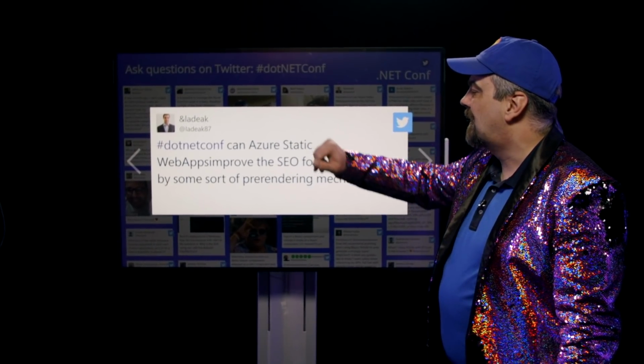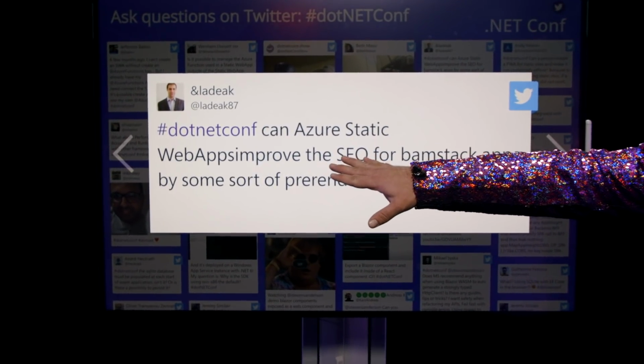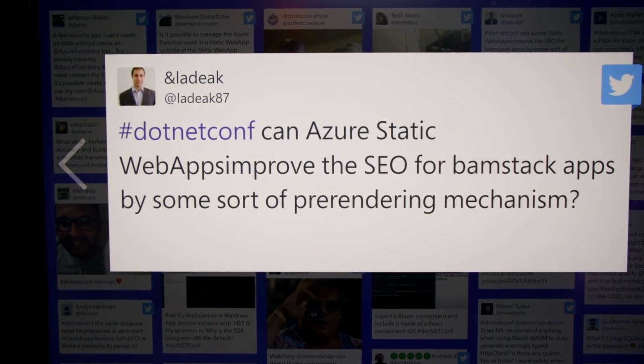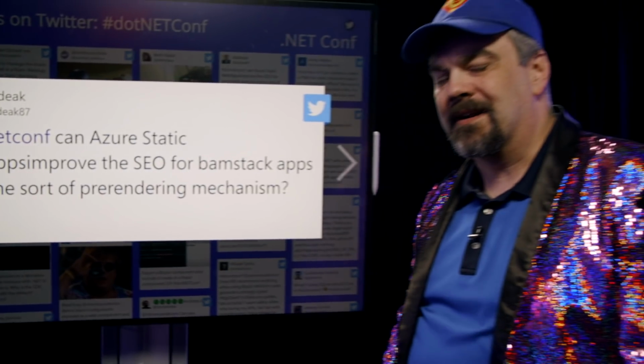There's a question here from Ladek, who asks, can we improve the SEO for BAMStack apps by some sort of pre-rendering mechanism? So that's usually baked into the frameworks that we use. When we're using static site generators, we're pre-rendering all of the content so that it gets deployed to your CDN, and that gives you better SEO as well.